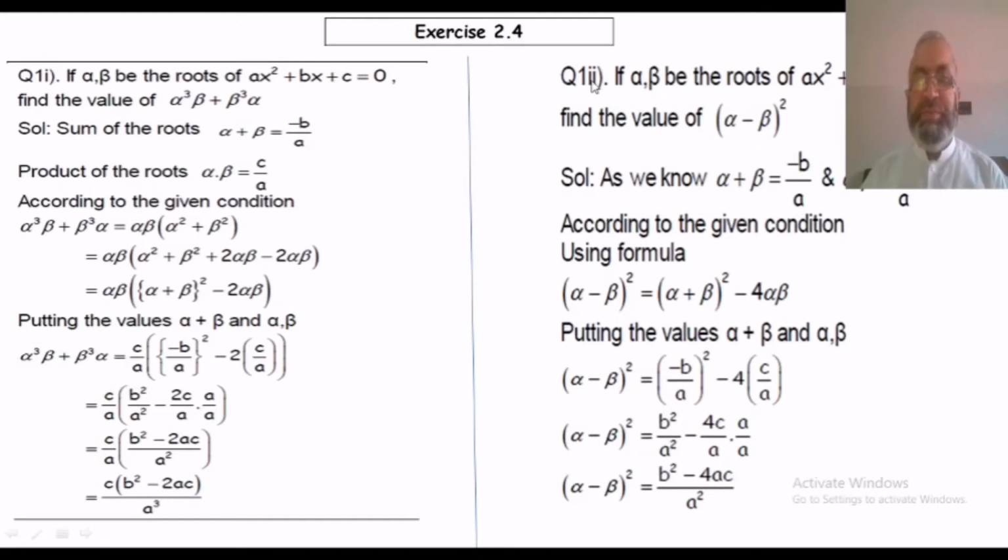Similarly, part 2: if alpha beta be the roots of the quadratic equation ax square plus bx plus c equal to 0, find the value of alpha minus beta whole square, symmetric function. So again we know the value of the sum of the roots and the product of the roots. According to the given condition, we use a formula to find the value of alpha minus beta whole square. We have a formula, alpha plus beta whole square minus alpha minus beta whole square is equal to 4 alpha beta. Basic formula number 3, which is already proved.